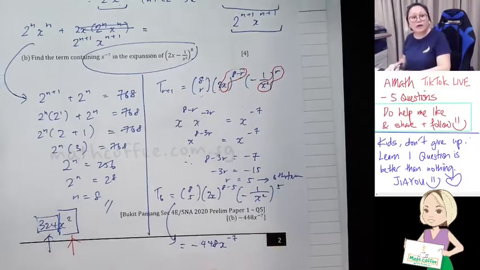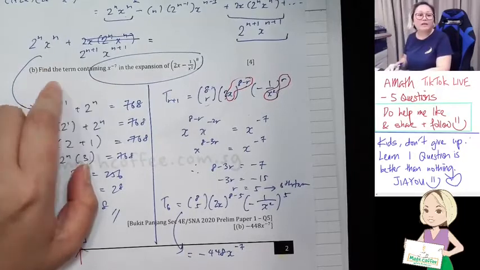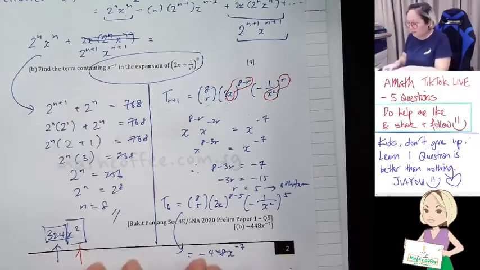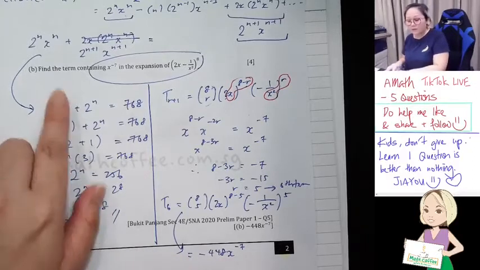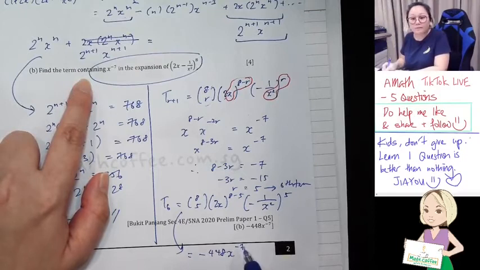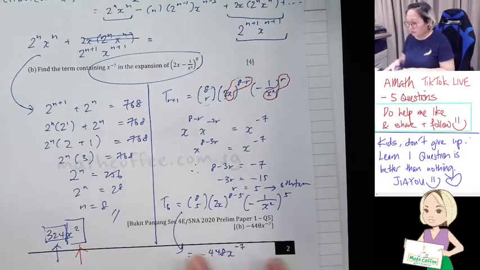So kids, take note. Sometimes they ask for the coefficient, give the coefficient of the term that gives me x to the power of minus 7. Then I will say that my answer is minus 448. But for this question, they say find the term. That means I want the whole thing. Okay? I want the whole thing.